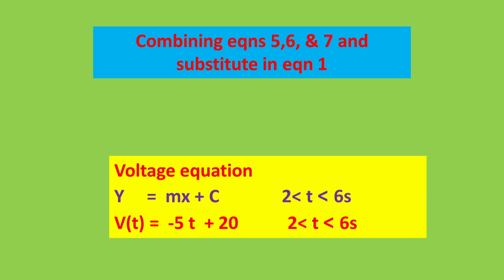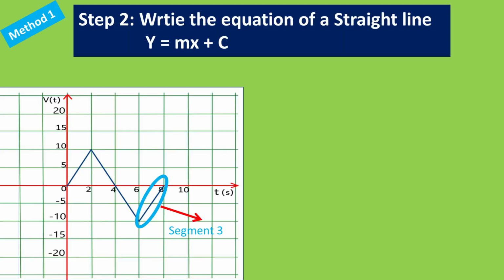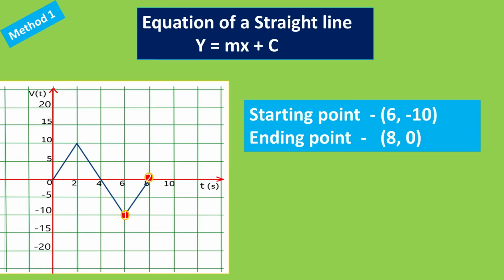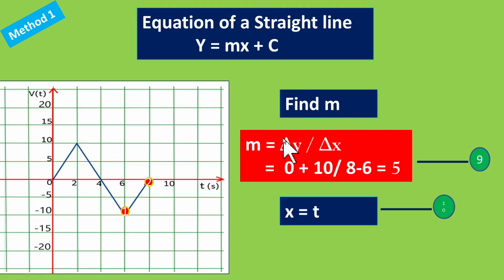So now we have got the voltage equation for the second segment. Now we are moving on to the third segment, and we are going to use the same formula y equal to mx plus c. Here the starting point is 6, minus 10 and the ending point is 8, 0. So we are going to find this m here. M is equal to del y by del x. So the change in the y-axis is here to here, right? So it is moving from this minus 10 to 0 along the y-axis. So you can write it as 0 minus of minus 10. So you'll get it as plus 10.